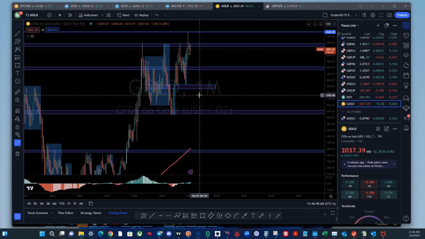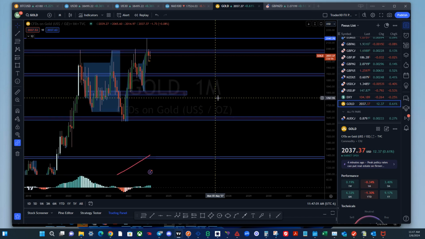I see a lot of traders are not going in the right direction. They're going all over the place. You have to go with the market flow. I always start with the monthly. Look at the monthly to see what the flow is. What is the direction we are trying to go in?